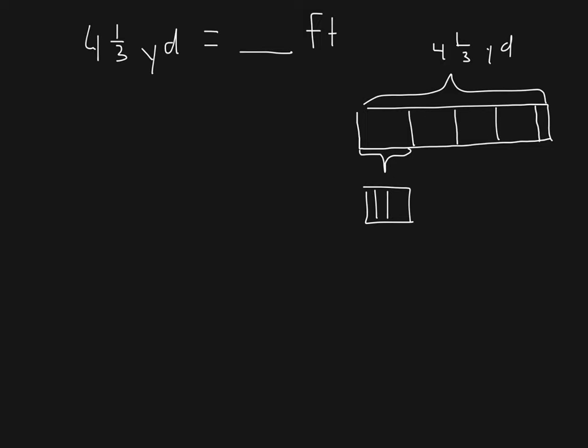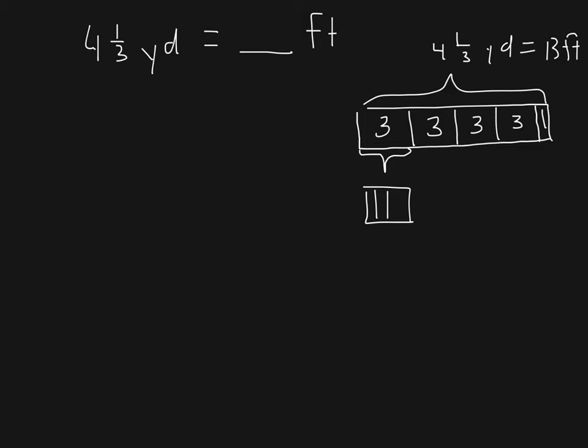I also know that in each one of these yards, I have 3 feet. So I'm going to be multiplying, and this will be 3 feet, 3 feet, 3 feet, 3 feet. And then I have 1/3 of a yard over here, which of course is going to be 1 foot, because 1/3 of 3 is 1. And when I add them all together, I'm going to get 13 feet. 3, 6, 9, 12, plus that other one equals 13 feet. So that was a way of solving the problem just by looking at it and using a tape diagram.